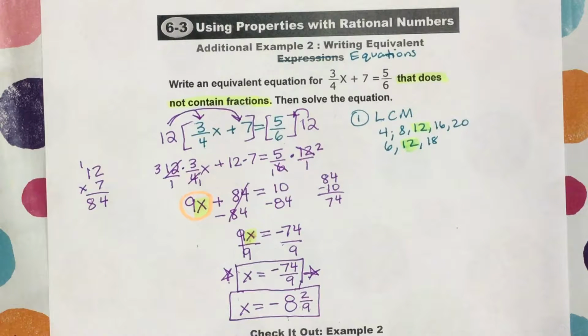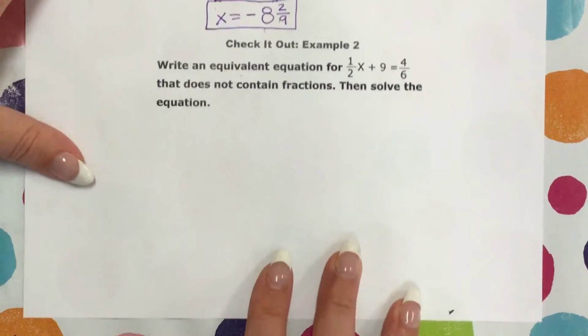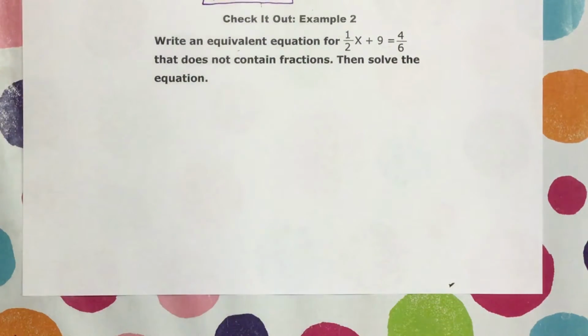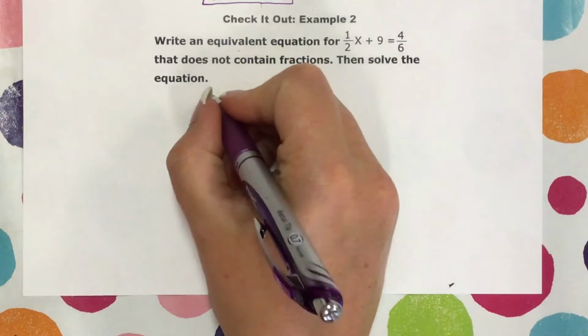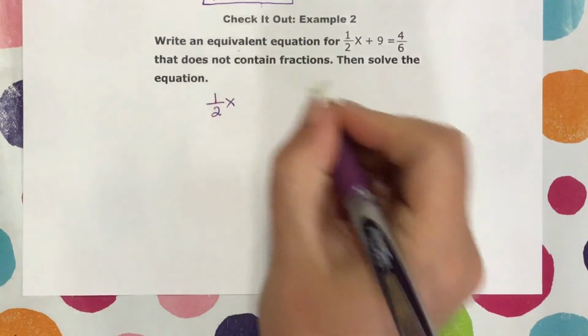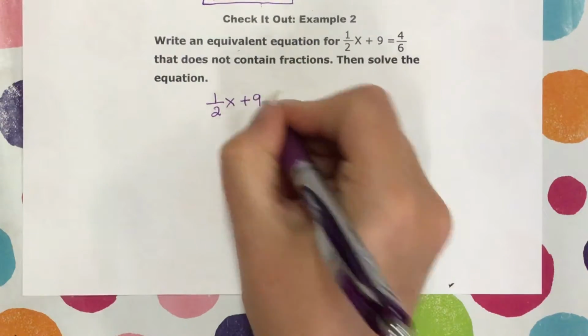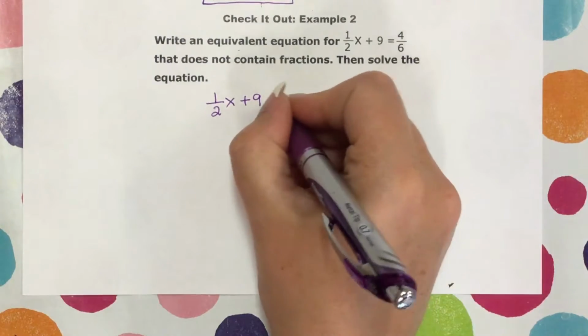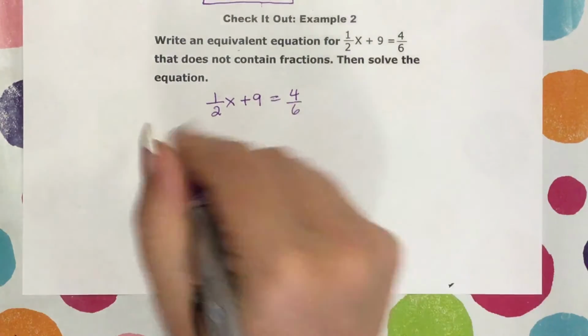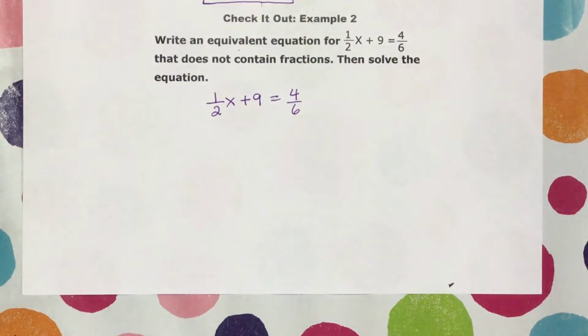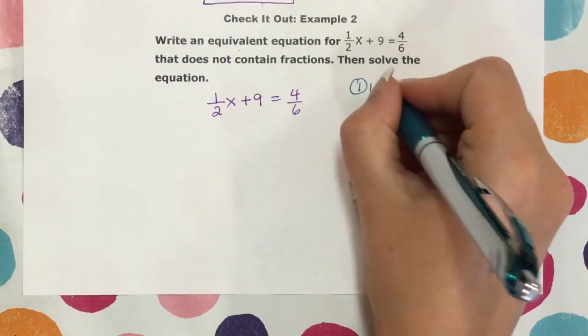All right, so let's go on to another example here. Check it out, example 2. We're going to write an equivalent equation for 1/2 x plus 9 equals 4/6. So I'm just going to rewrite the problem first. Plus 9 equals 4/6.